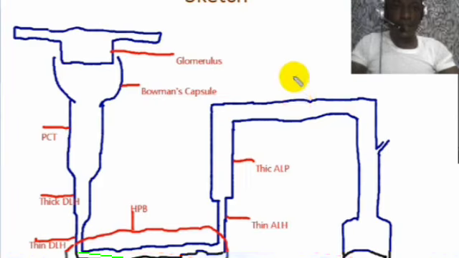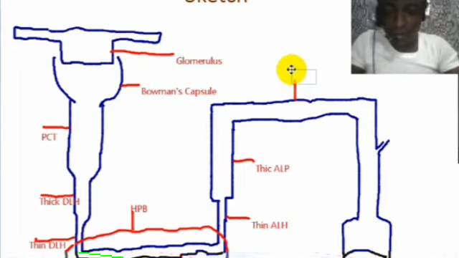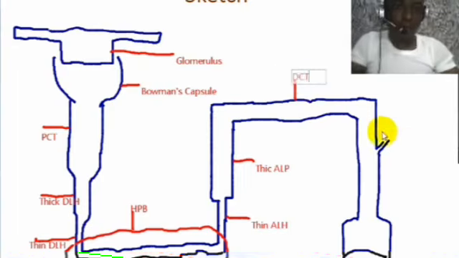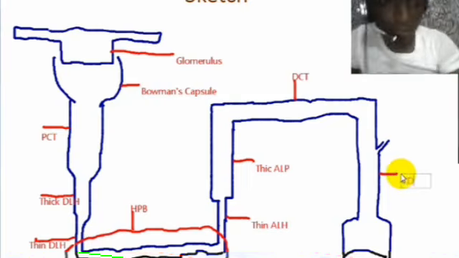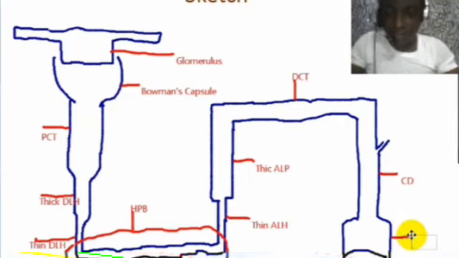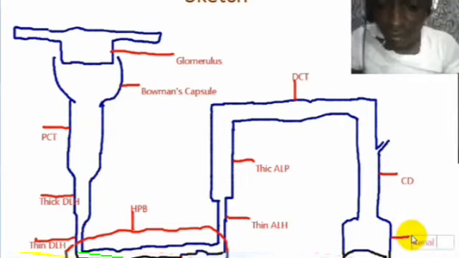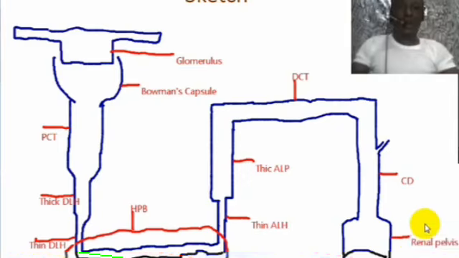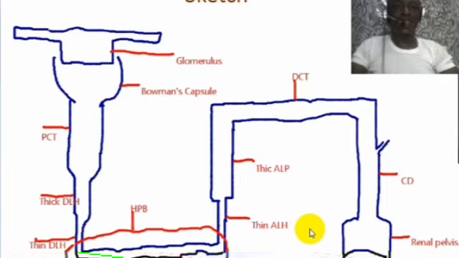The horizontal part here is known as the DCT, the distal convoluted tubule. And this part is called the collecting duct, CD. Please, CD is not condoms, it is collecting ducts. And the last part of the nephron is called the renal pelvis. Now this is a rough sketch of the human nephron.